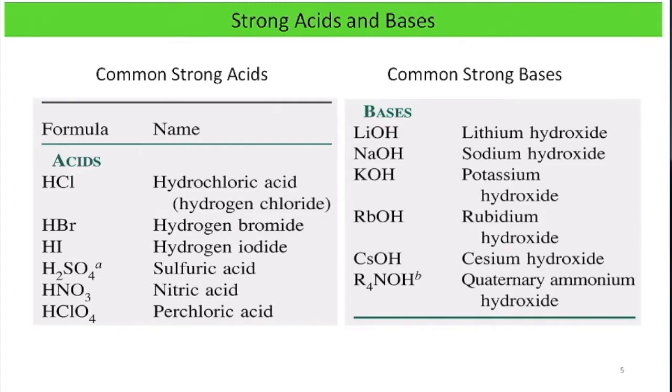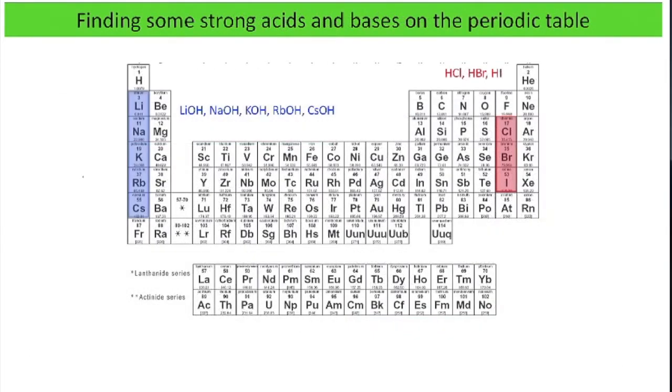So memorize the strong acids and bases, then anything else that you're given is going to be a weak acid or base. To help you memorize the strong bases and strong acids, you can look at a periodic table and see where they're located. On the left-hand side, we have lithium, sodium, potassium, rubidium, cesium. Those hydroxides are strong bases. And on the right-hand side, the easy ones to remember anyway, HCl, HBr, and HI.